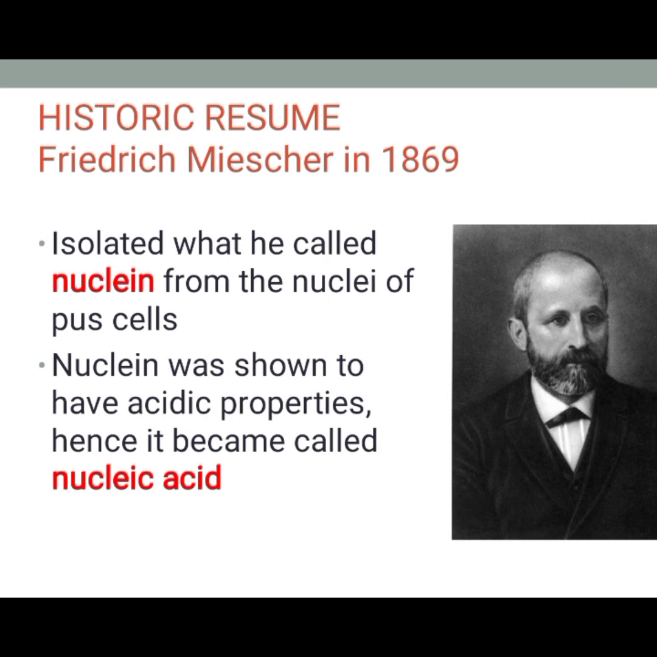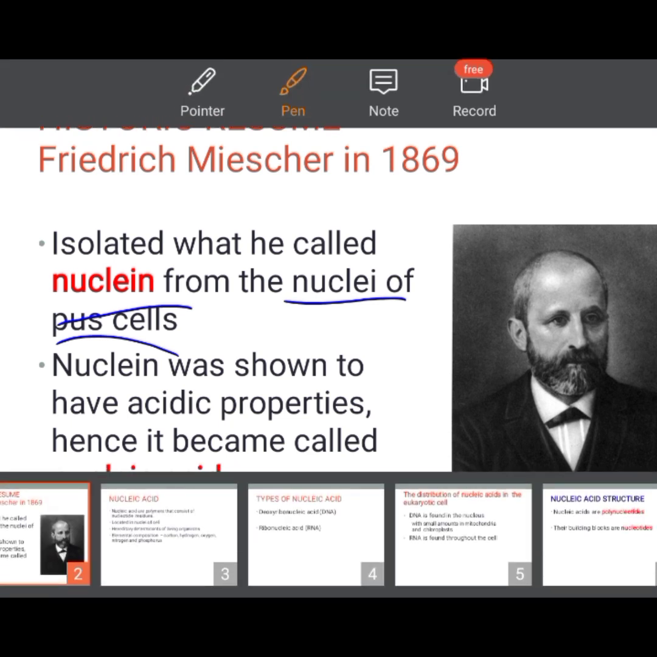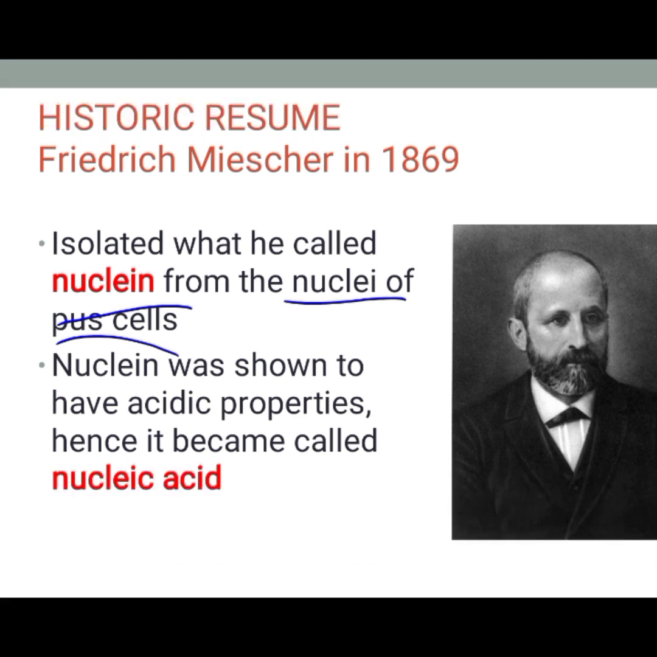So, nucleic acids were first called nuclein because they were identified from the nuclei of pus cells. Then it has acidic property. So based on that, it is called nucleic acid. So we'll see what nucleic acid is.